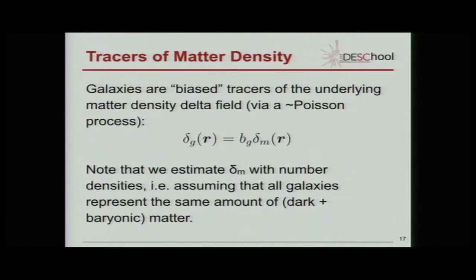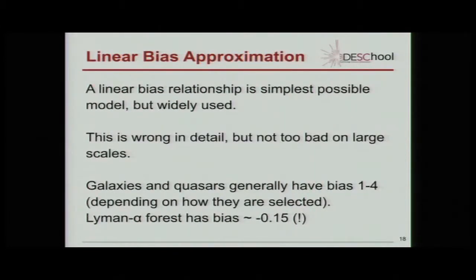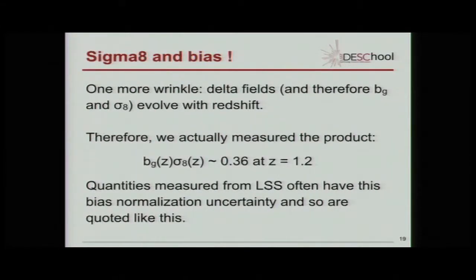That is the definition of bias. It's a constant proportionality between what you want to know, the delta field for the underlying matter density field, and the delta field, however you defined it in your analysis. Well, in a simulation, yeah. So he's saying, how do I even know this? Because we don't actually measure the dark matter directly. So yeah, it's basically calibrated with simulations. Okay, so we're measuring sigma 8 and bias.